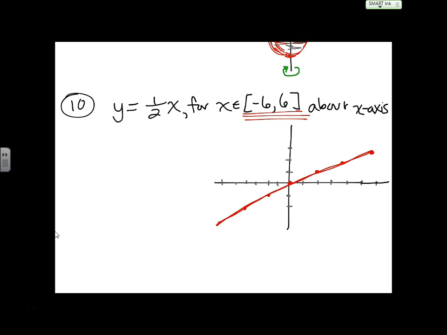Remember, in order to spin these, we have to have some sort of finite distance. We don't want it to go infinite. And then where are we spinning it around? You'll get a point for this. How do you show it to me? Arrow around the x-axis. I'm going to go ahead and throw that rotation arrow right here.